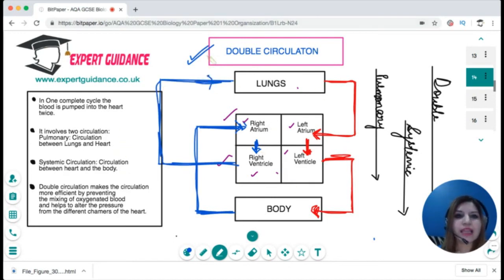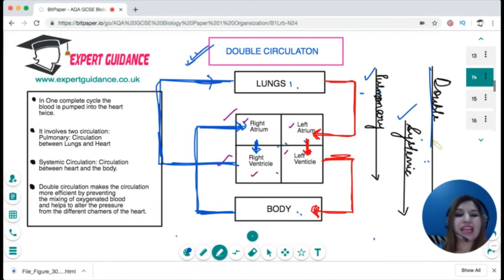Okay, now if you see this circulation, it consists of two circuits. One, lung to the heart and heart to the lung, and that is known as pulmonary circulation, and heart to the body and body to the heart, that is known as systemic circulation. And both of these circulations together make a double circulation. So that is one of the definitions of double circulation, that it consists of two circuits, a pulmonary and the systemic.